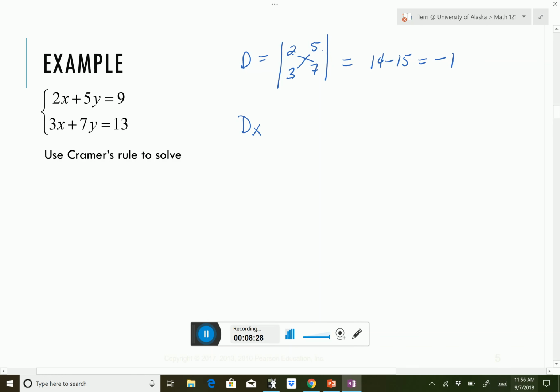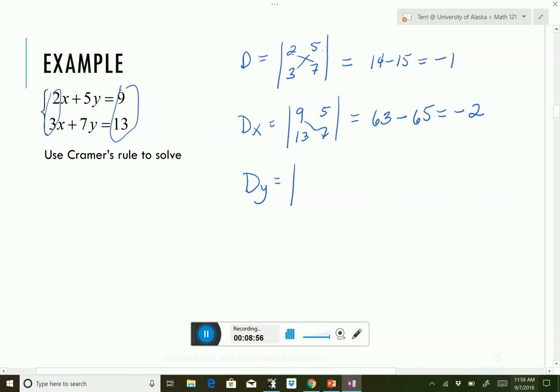So now let's find the x determinant. So we replace my x's with 9 and 13. Okay, we go back. 9 times 7 is 63, minus 5 times 13, which is 65, and I get -2. And then let's get dy. So we're going to replace the y ones now. So that's 26 minus 3 times 9 is 27, so that's -1.